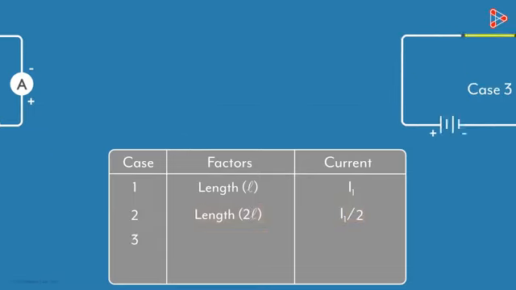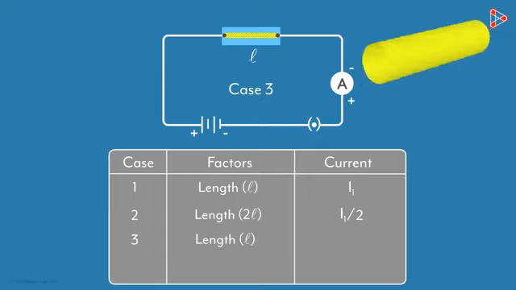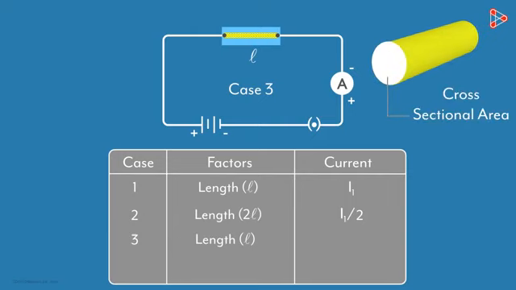In the third case, we replace the wire with a thicker nichrome wire with length L. Understand this case well. We're just increasing the thickness of the wire without changing the original length L. Increasing the thickness of the wire simply means we are increasing the cross-sectional area. Let's call it A. Now, when you measure the current, you will notice that it's more than the original current I1. The results we're getting are pretty interesting.